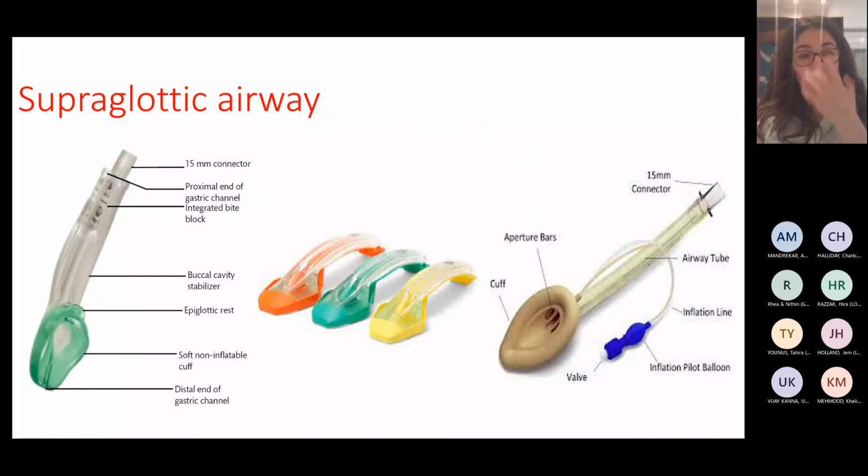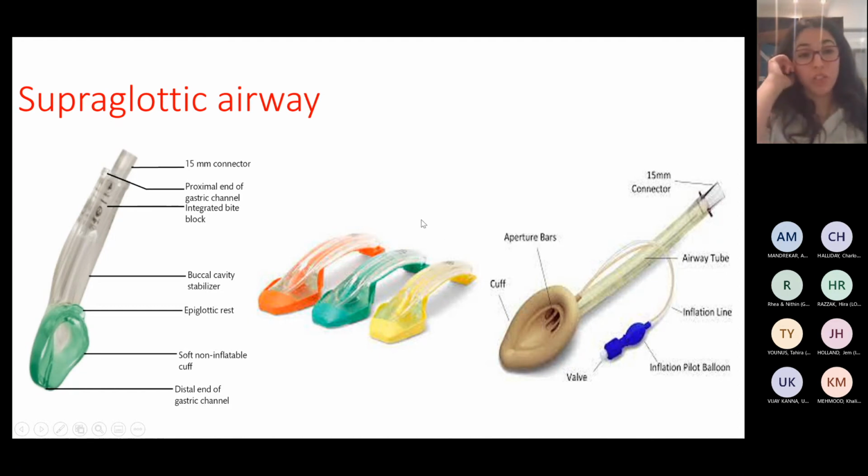For the supraglottic airways, we have two devices. We have the old generation of the laryngeal mask that used to have an inflatable cuff. They come in different sizes. The sizes depend on the weight of the patient, and you will find this on the back of the tube. As you can see, there is the tube that would be connected to the bag or to the ventilator, the cuff that is inflatable, and an inflation line with a valve.